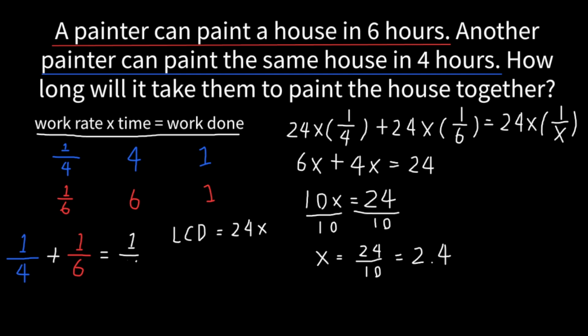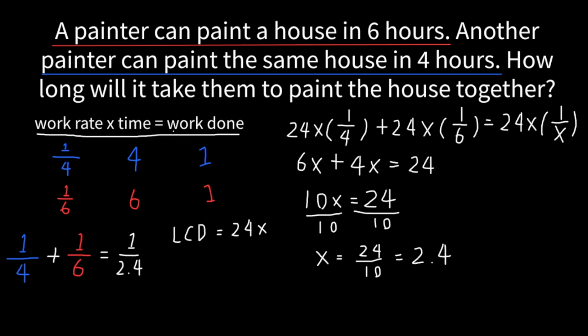So all that to find out that 1 over 4 plus 1 over 6 equals 2.4. Now what do we do with this information? This right here, this is their work rate. Their new work rate when they both work together. So from this you can see that to paint the house together, it's going to take them 2.4 hours.